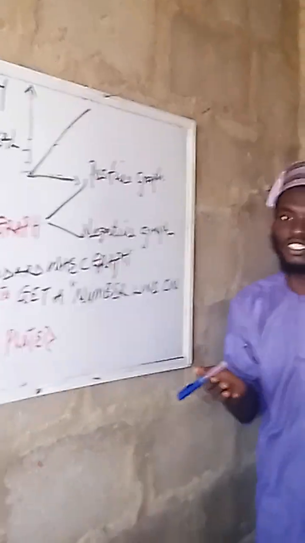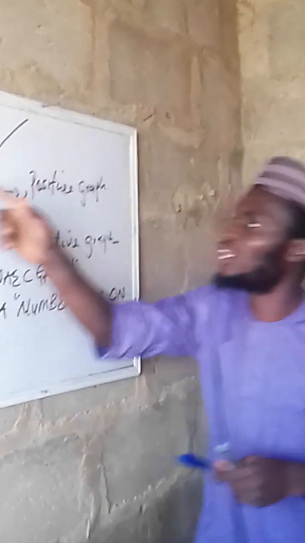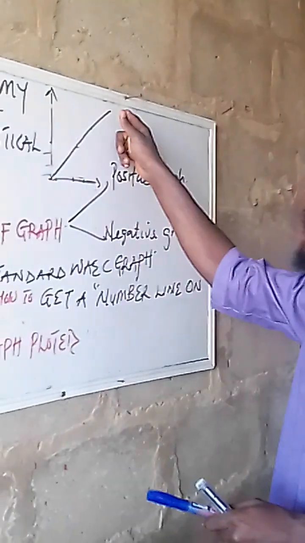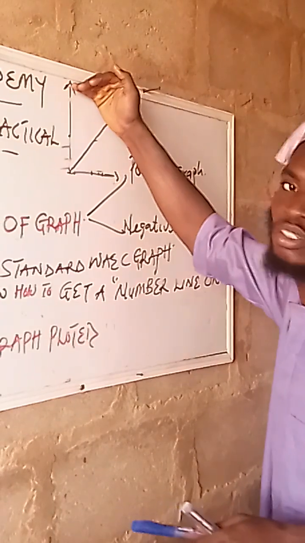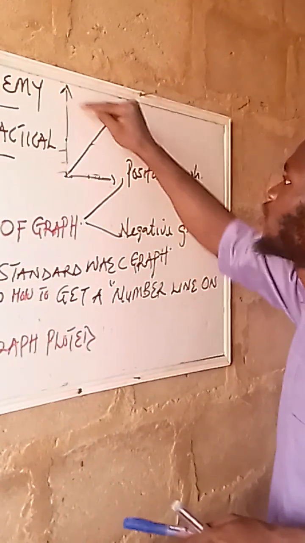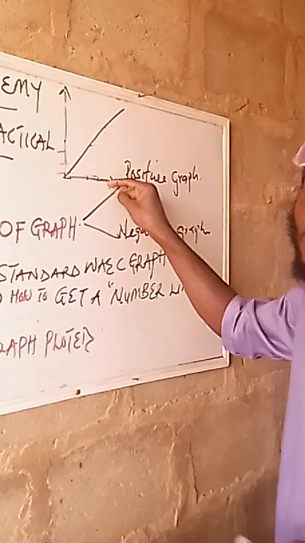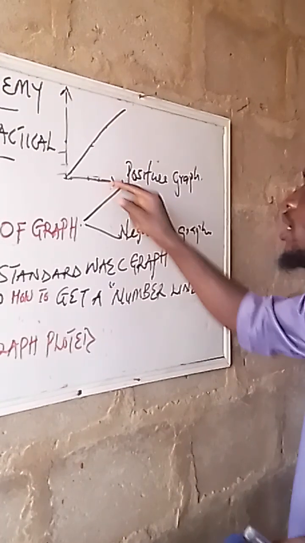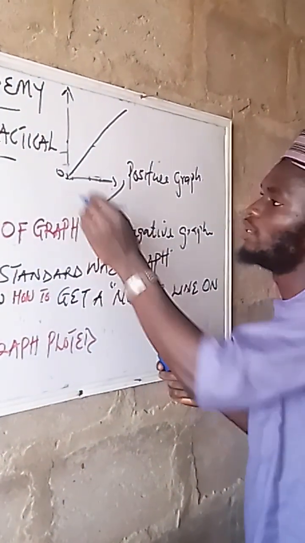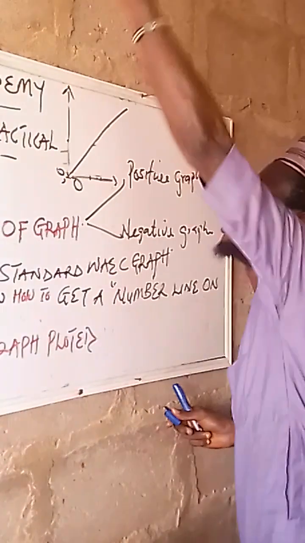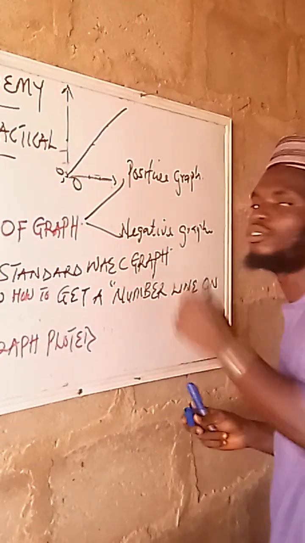That means even if they ask in the exam to define a positive graph, it is a graph where the line travels in a straight way without touching the vertical axis and the horizontal axis. That is what I mean. It starts from zero. Everything begins from zero, the origin. This is zero to the numbers.